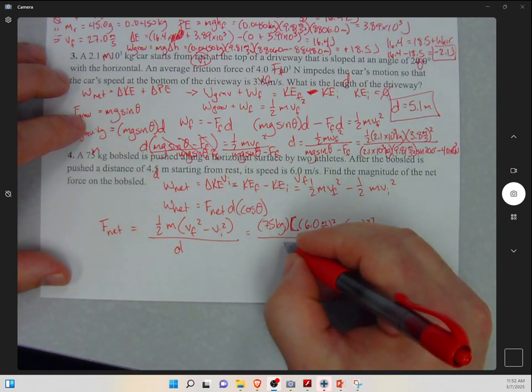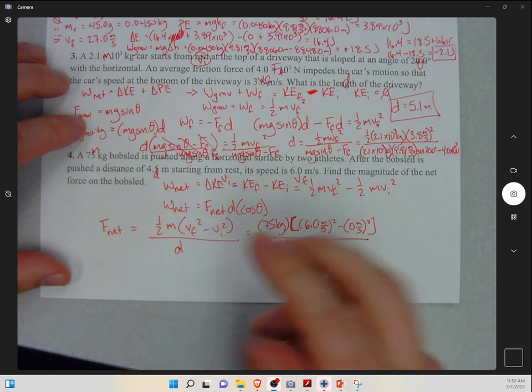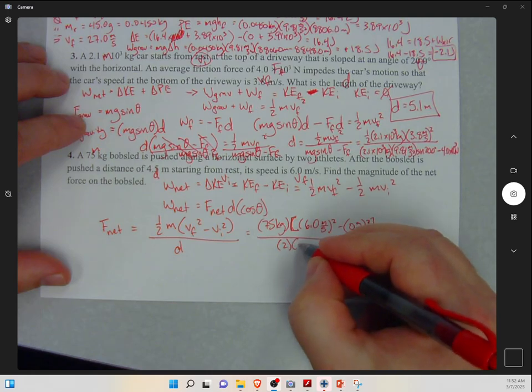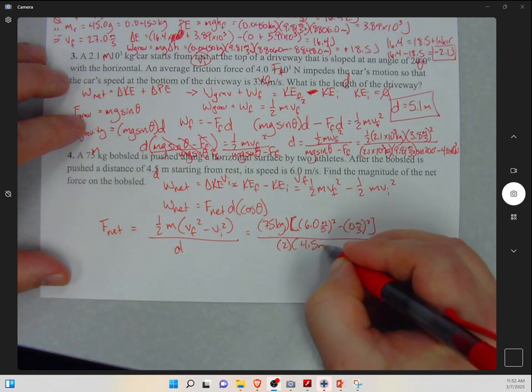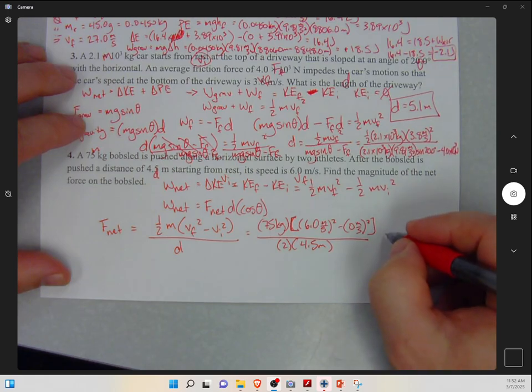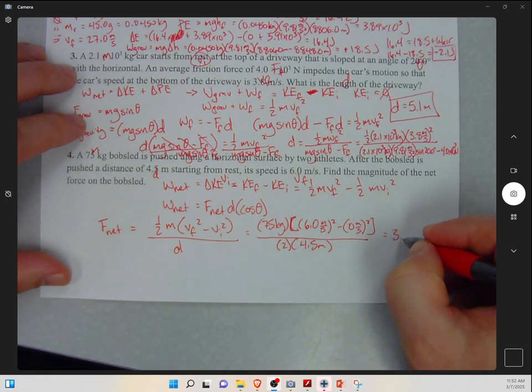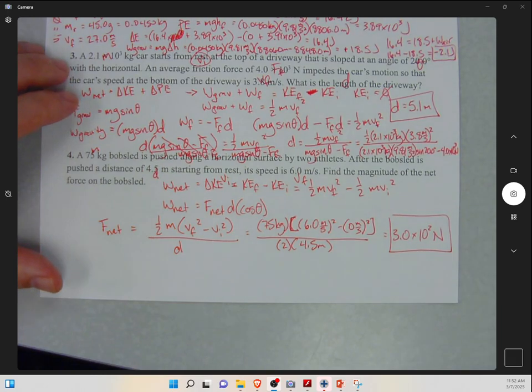Then I'm going to divide that by 2, right? Because it's 1/2. 2 times, what was my distance? 4.5 meters. And that's going to come out to be, with 2 significant figures, 300 newtons. Again, 2 significant figures.